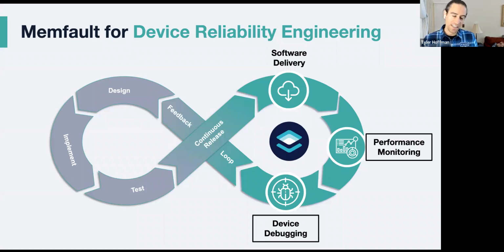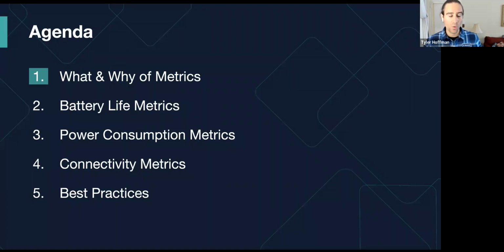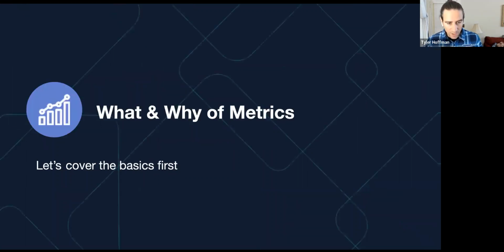I have a lot of content here. I may speak a little too quickly at times, but I promise it'll be worth it. And we'll get through it all. So first, what and why of metrics? What are metrics, when do we use them, and what is the context of them with firmware?